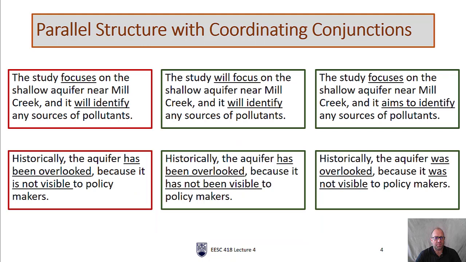On slide 4, we've got parallel structure with coordinating conjunctions. And here I've used two examples, written them in a few different ways. So on the left, this is a sentence with a coordinating conjunction. In this case, we have and. The bottom sentence is another coordinating conjunction. We have because. So I'll go through these one at a time.